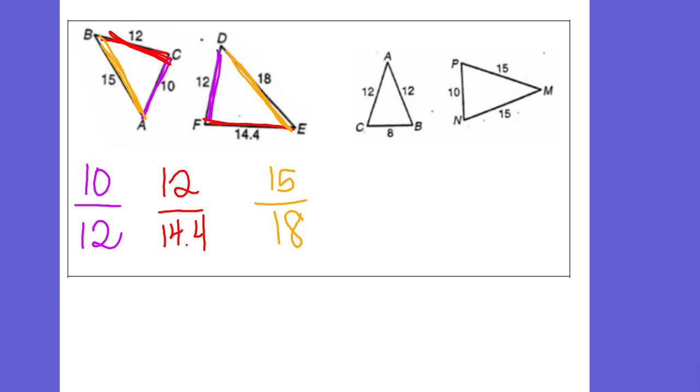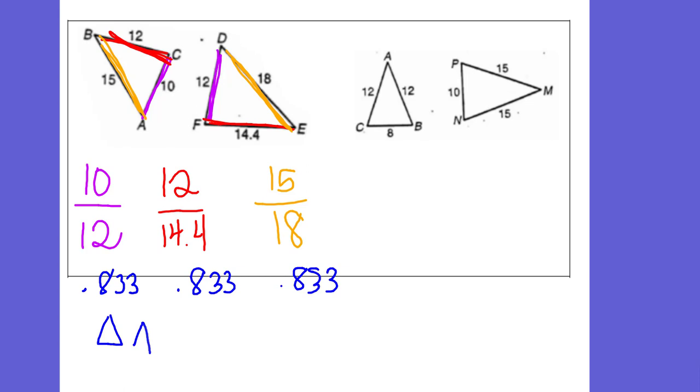So I can just type those in my calculator. 10 over 12 gives me 0.833. 12 over 14.4 also gives me 0.833. 15 over 18 gives me 0.833. So if I'm just checking to see if those are proportional, I don't need to worry about if it's a fraction or decimal. I'm just trying to see if they're equal. So yes, these ratios are all equal. So yes, all of these sides are proportional. So I can say that those two triangles are similar.